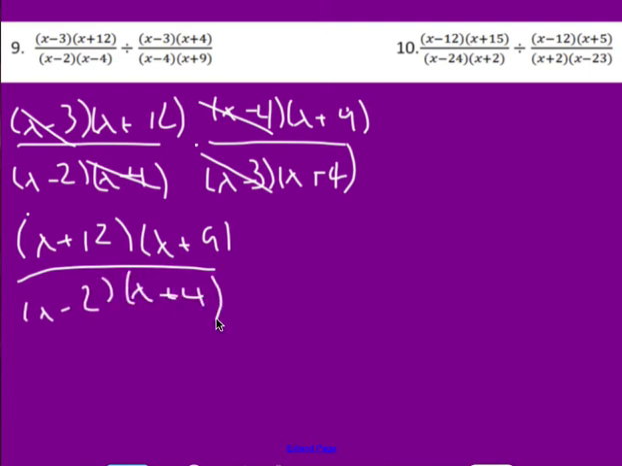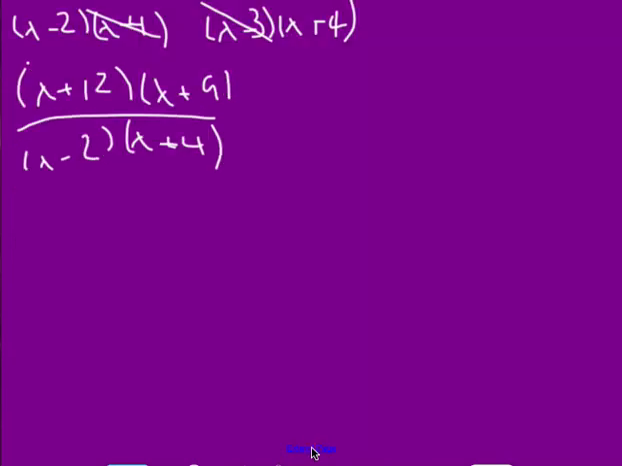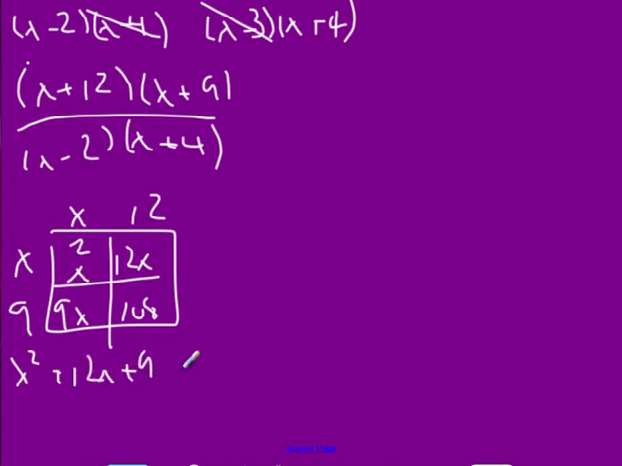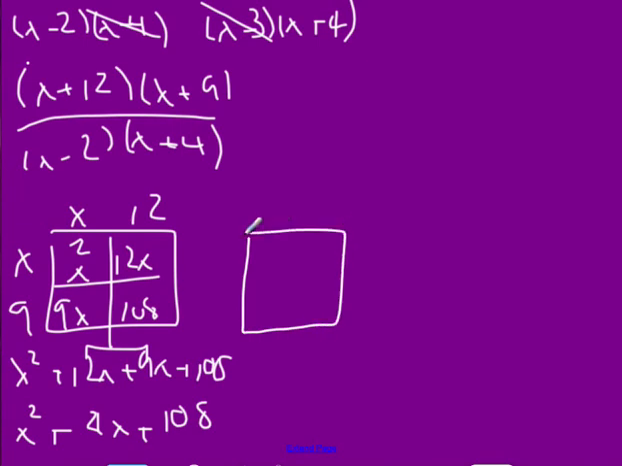What we need to do now is we can't just leave our answer like this. We have to actually use the box method to get it solved out. So I'm going to go ahead and do that. I'm going to multiply x plus 12 and x plus 9 as such. X times x is x squared. 12 times x is 12x. 9 times x is 9x, and 12 times 9 is 108. So I write out those terms, and I have x squared plus 12x plus 9x plus 108. Then I need to add those middle two terms. So I get x squared plus 21x plus 108. So that's my top.